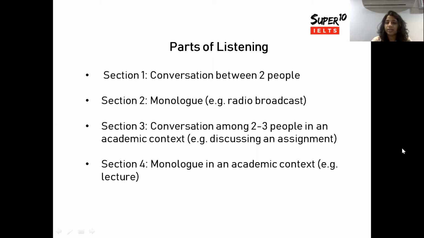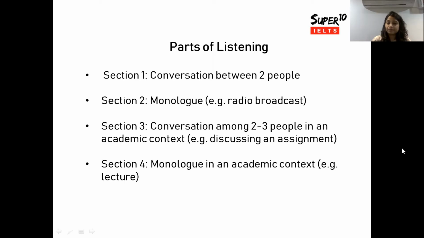In section 3, on the other hand, the conversation is happening among 2 to 3 people in an academic context. For example, discussing an assignment, a lecture, or a research, anything can happen. Here you have to identify what has been said by whom and what exactly has been said according to the questions given. Section 4 is again a monologue in an academic context. For example, a lecture is happening.